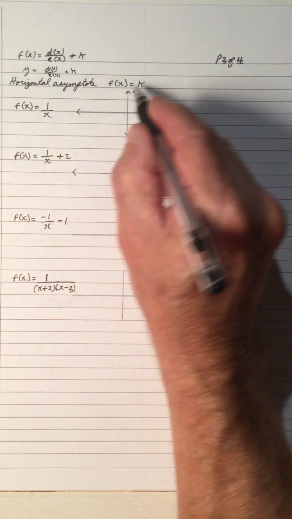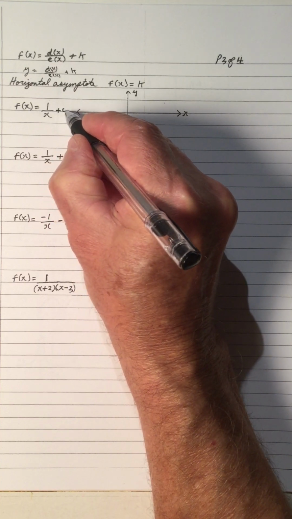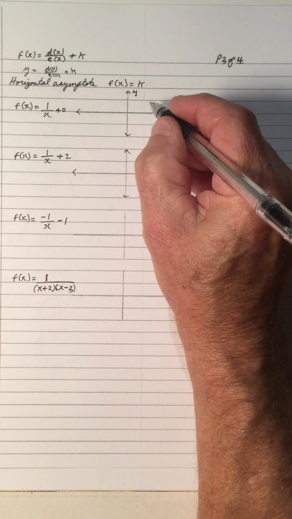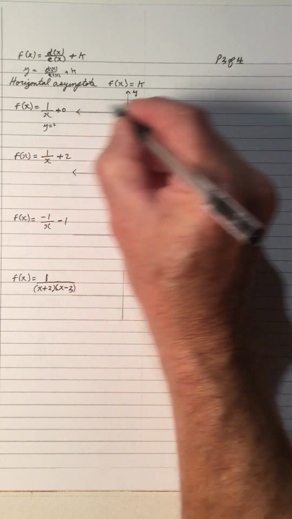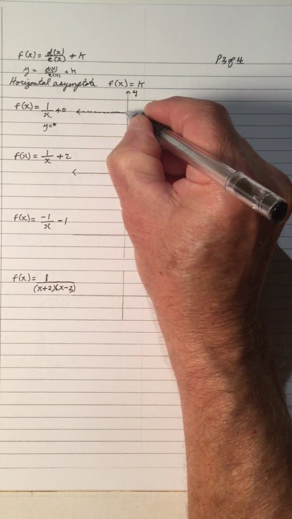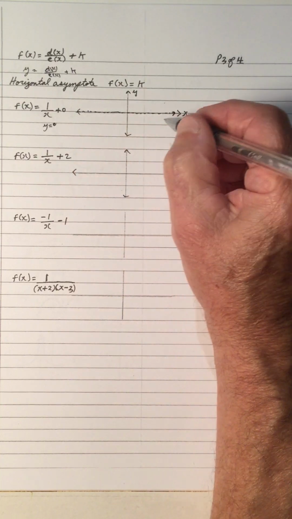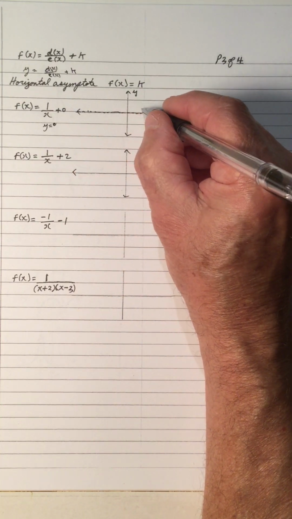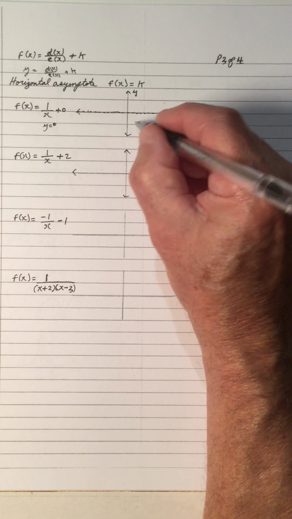So what value of k? We have a plus 0, 0 on the end. So the horizontal asymptote is y equals 0. And y equals 0 is this horizontal asymptote right here. That means the graphs will come in and approach this horizontal asymptote and not cut through it.